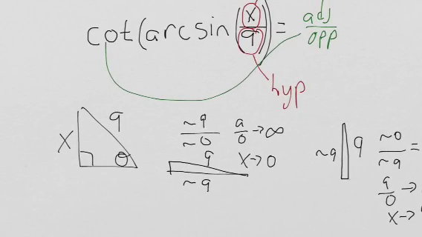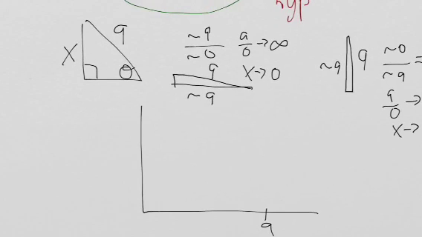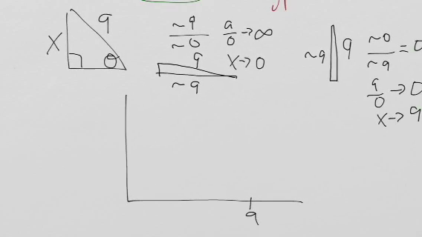So when we draw our graph, we know that we're going to be between 0 and 9. We know that as we approach 0, our output seems to be approaching infinity, and at 9, our output is going to be 0. So all we have to do is say that we have a point here at (9, 0), and then as x approaches 0, our output has to approach infinity.